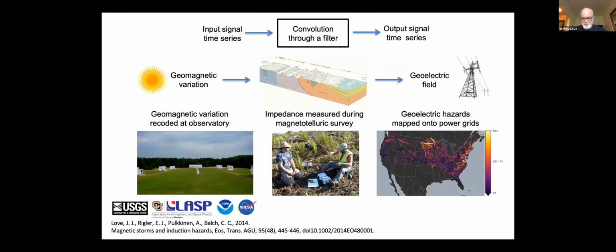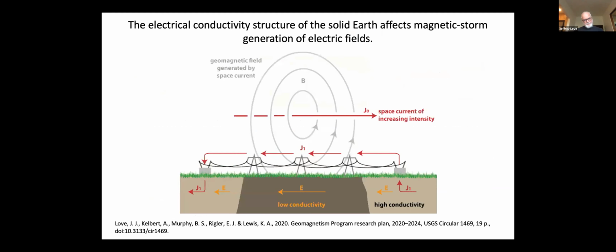That's the Fredericksburg Observatory. We marry that through convolution with magnetotelluric survey tensors, and there's a couple of guys deploying MT sensor systems, and the guy on the right is Paul Bedrosian, one of my co-authors. And with that marriage of these two important data sets, we're going to map out geoelectric hazards across the contiguous United States.